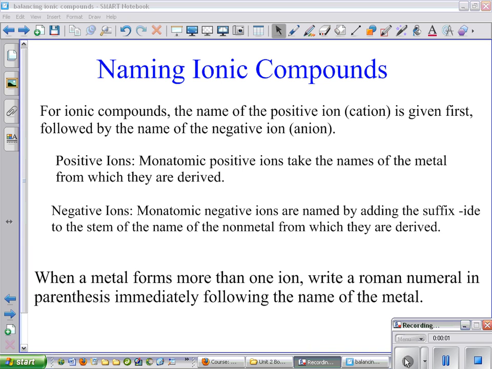This video summarizes how to name ionic compounds and write formulas for ionic compounds when you know the name. When naming ionic compounds, first you name the cation, which is the positive ion, then the anion, which is the negative ion.